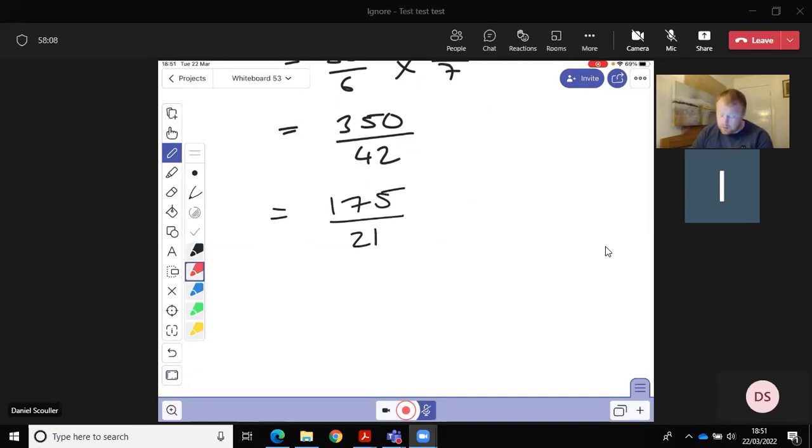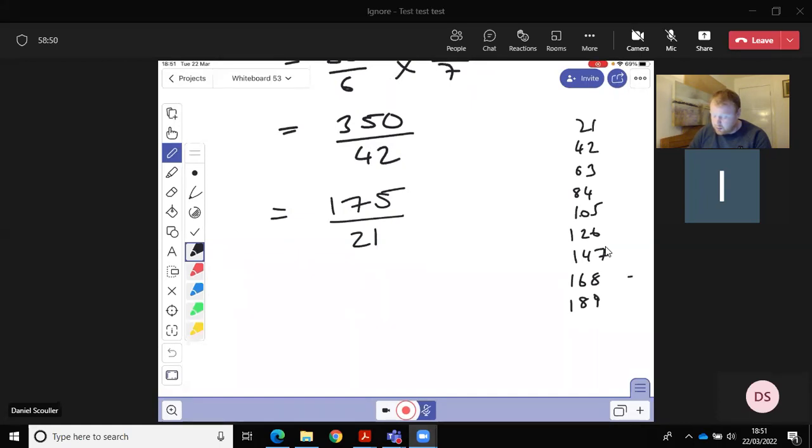So I need to know how many 21s go into 175. Okay, so I can remove that as a whole number. Again, if it comes to it, just write it at the side. 21, 42, 63, 84, 105, 126, 147. There's nothing glamorous about it, but it works. 168, and that would take us over. 189, so that's too far.